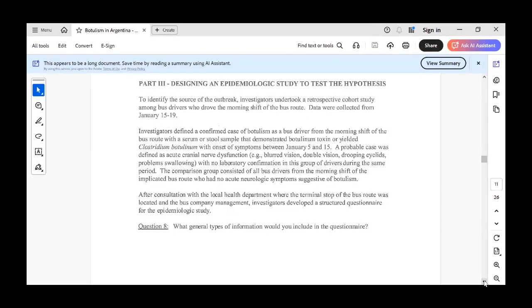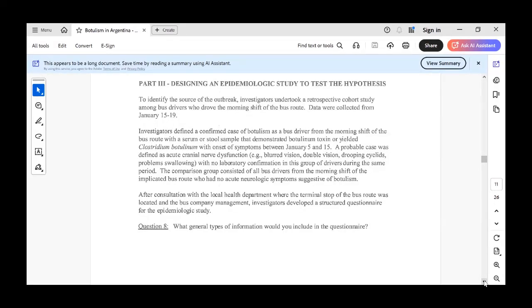Investigators defined a confirmed case of botulism as a bus driver from the morning shift of the bus route with a serum or stool sample that demonstrated botulinum toxin or yielded Clostridium botulinum with onset of symptoms between January 5 and 15. So that's their case definition.